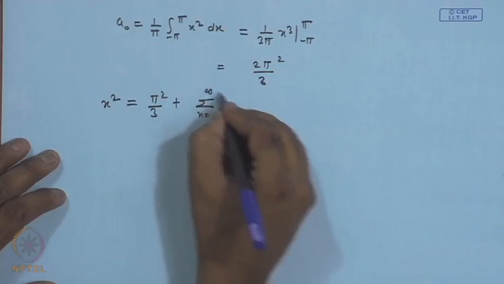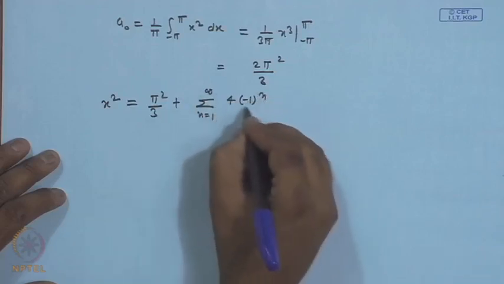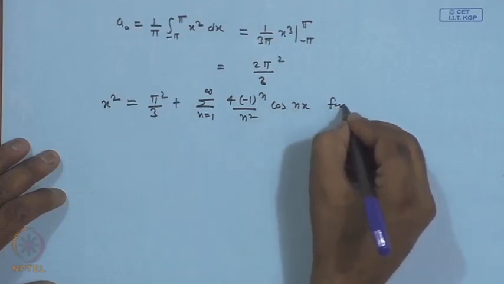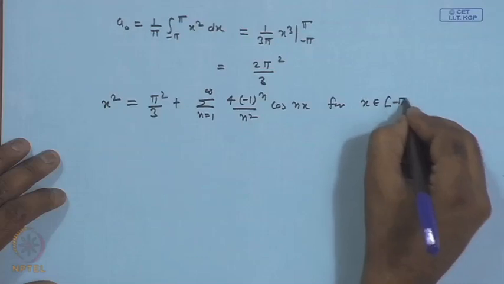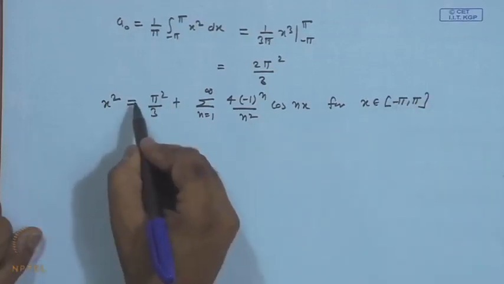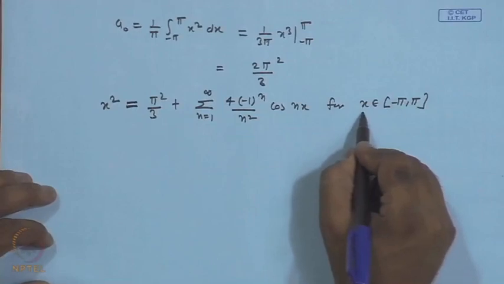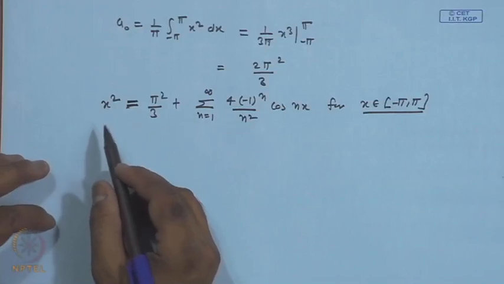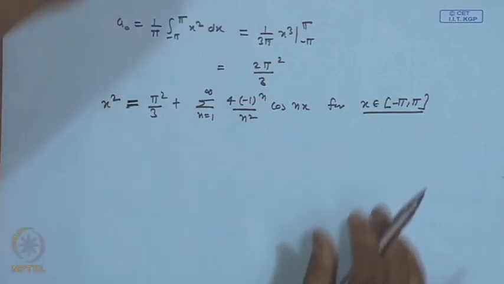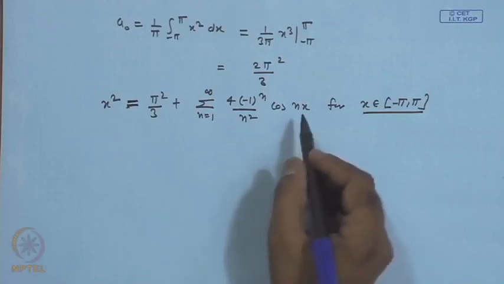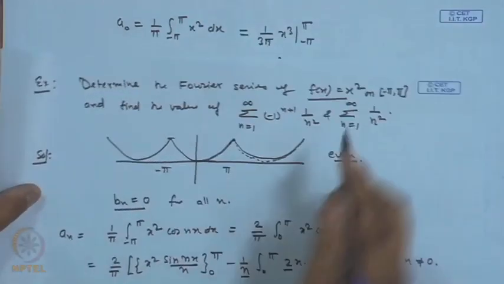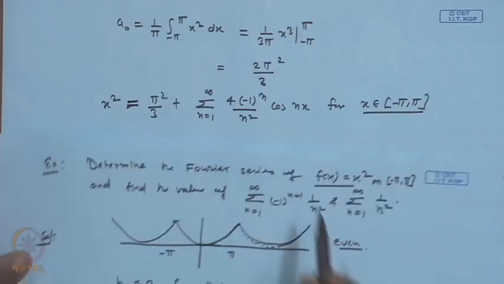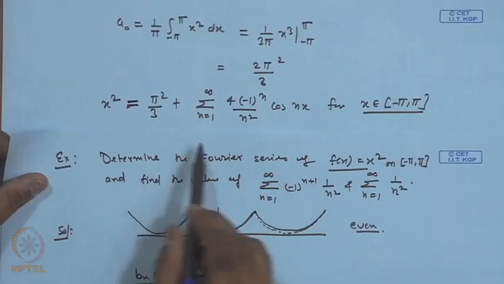So n from 1 to infinity, we have this 4 minus 1 over n, our n square, and we have cos nx for x in minus pi to pi, and again the function is continuous. So we can have this equality of this series to x square. And now the question was that how to find the series. So we have to get this minus 1 over n plus 1 over n square. So we are getting a similar series here.